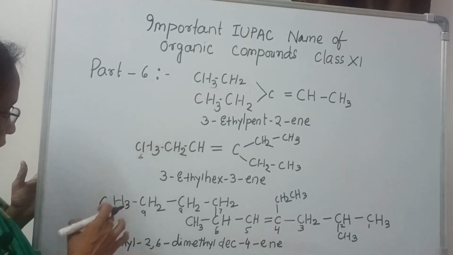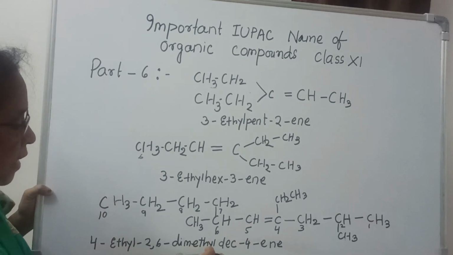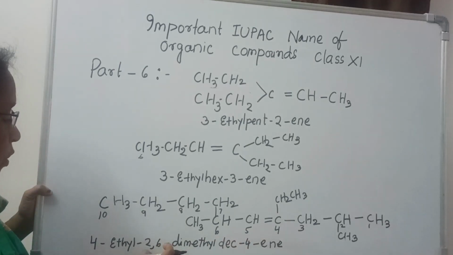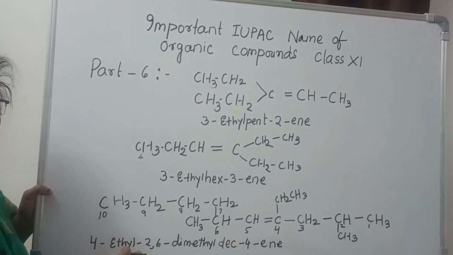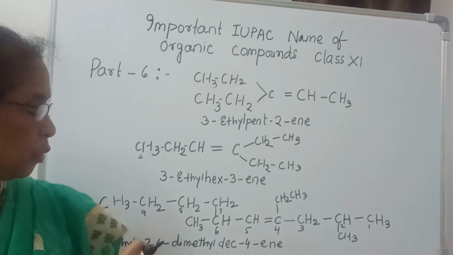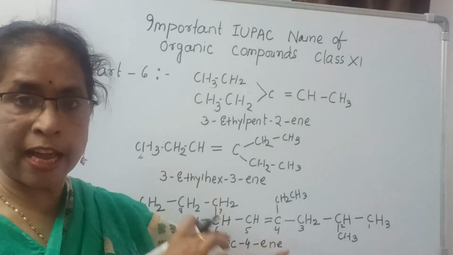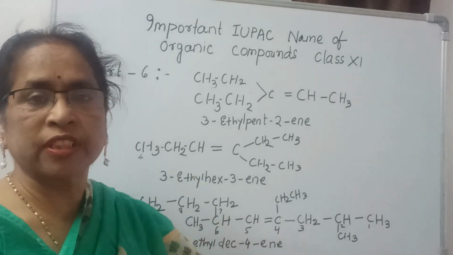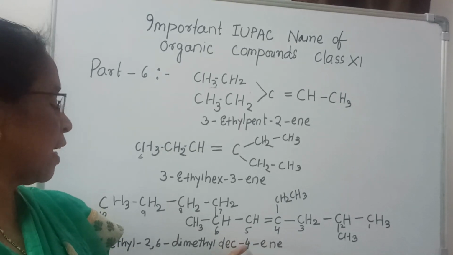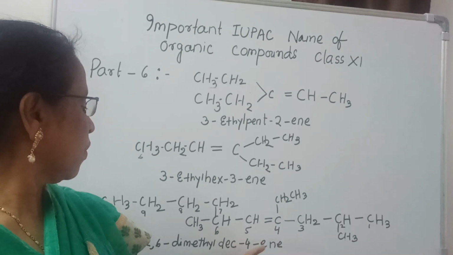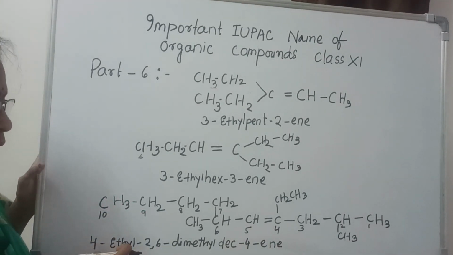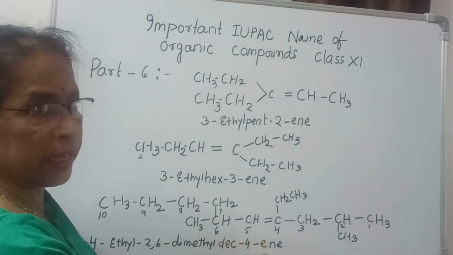Then which is the longest chain? 10 carbons, dec, and double bond 4-ene, and 2,6-dimethyl, 4-ethyl. Now it is clear: in the 4 position an ethyl group, in the 2 and 6 positions methyl groups, and the longest chain is dec, 10, and after 4 there is a double bond, so 4-ene. Dec-4-ene, there is a hyphen between dec and 4, and 4 and ene, so you can continue: 4-ethyl-2,6-dimethyldec-4-ene.